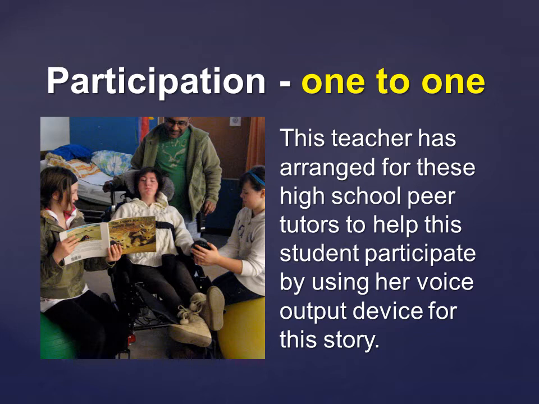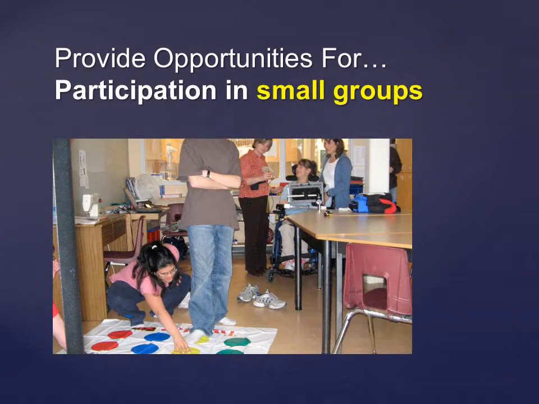Arranging for one-to-one interactions is one of the most meaningful ways for students to interact with classmates, as we can see here with these peer tutors. Small groups also offer great opportunities for classmates to get to know your student. These small groups might include classmates working in stations in a cooking class, or hanging out at lunchtime. Small group interactions help to build meaningful connections, as we can see here where this student is having fun using her switch to select different moves on a twister game.